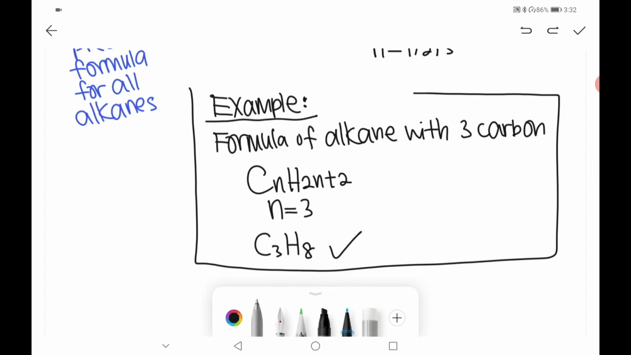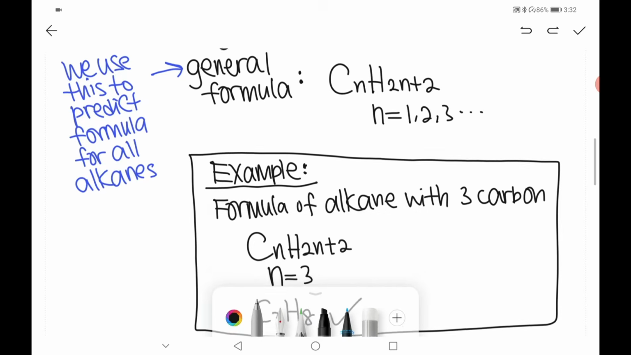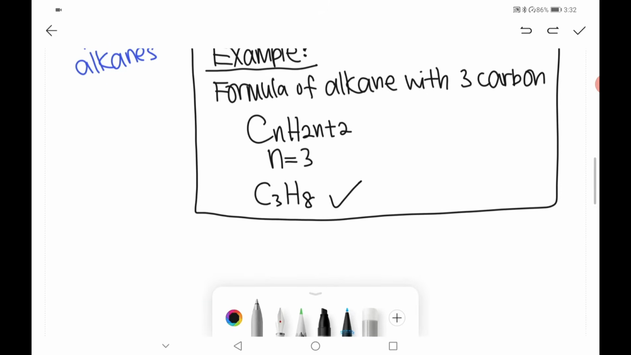So just substitute n with the number of carbons that you want, then you will get the formula of the alkane already. Okay, so that's it.